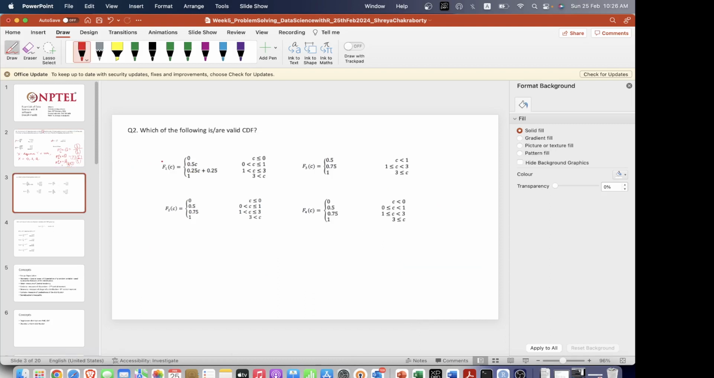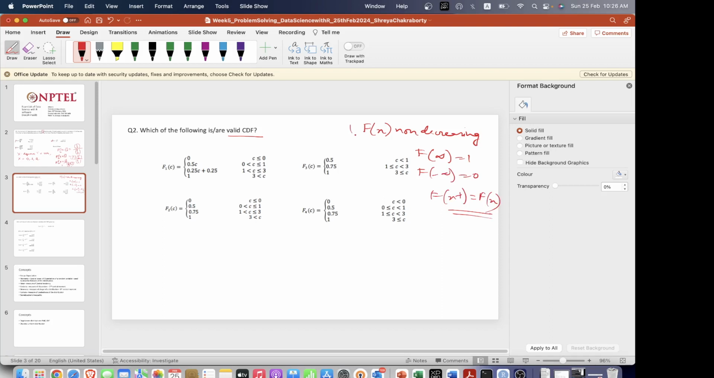Okay, so if you are given a question like this and you are told to find out whether the following is or are a valid CDF or not. For a CDF, you remember the properties. F(x) should be non-decreasing, F of infinity is 1, F of minus infinity is 0, and F of x plus is F(x). That is, it should be right continuous. So if these 4 conditions are satisfied, we would say that this is a valid CDF. Alright, so let us see if these are valid CDFs or not.